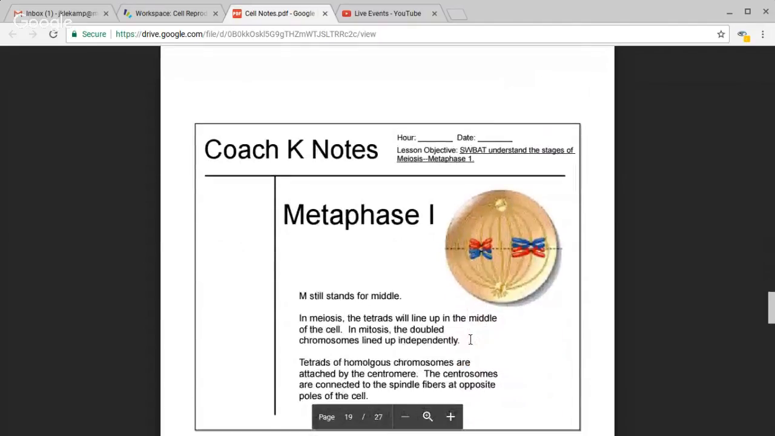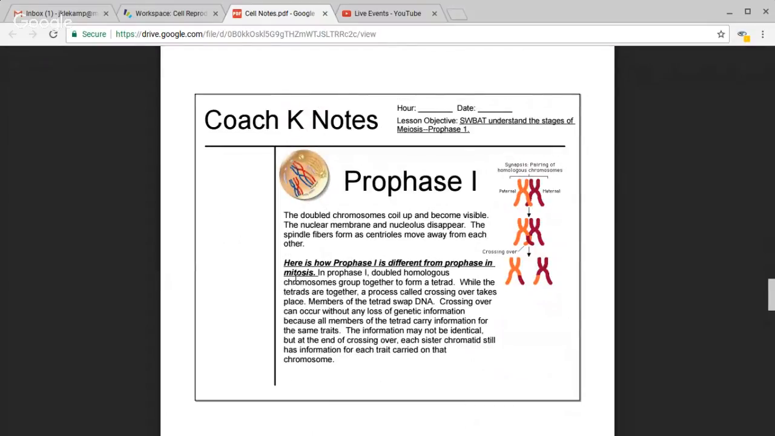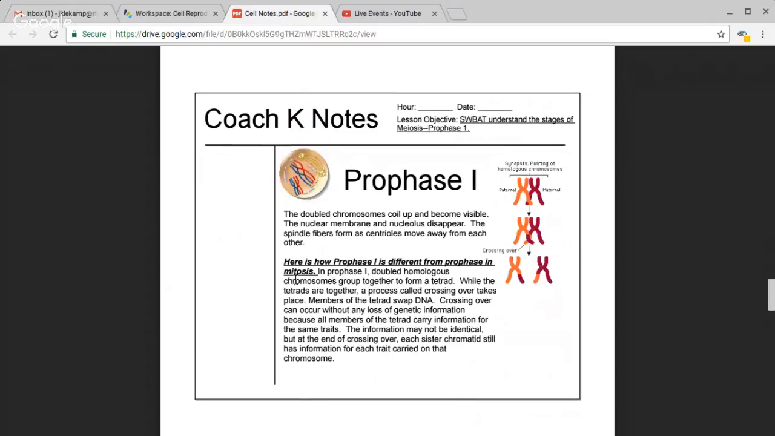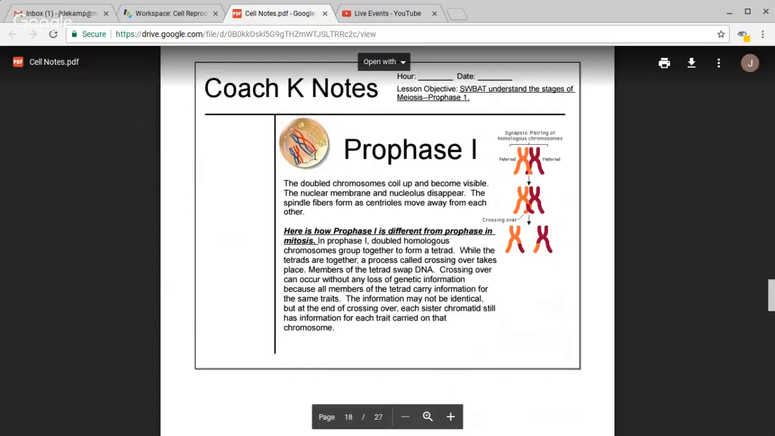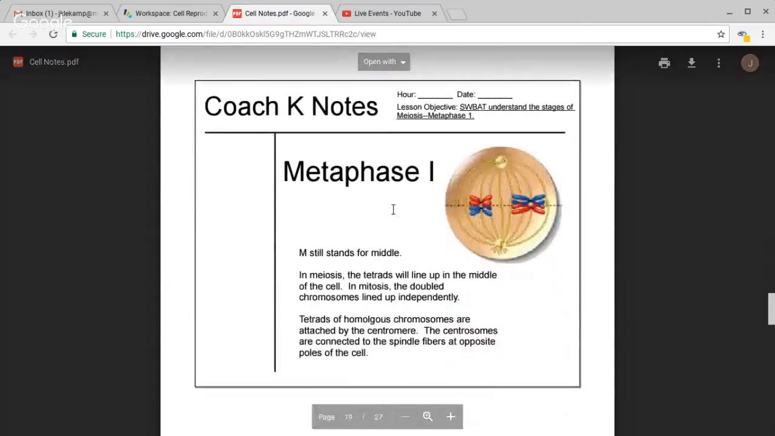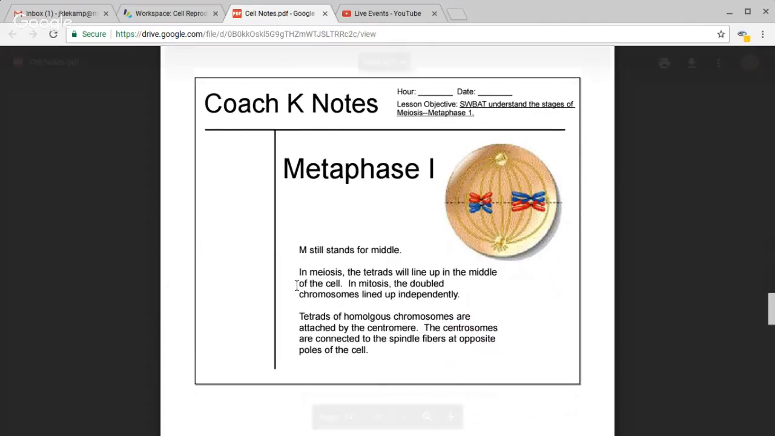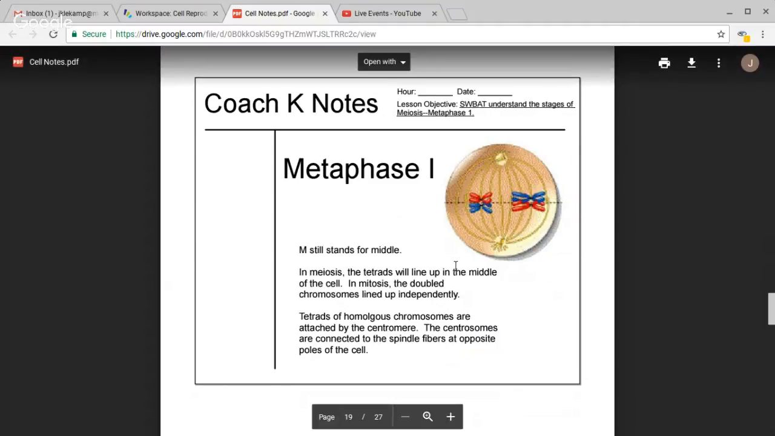Okay, so during prophase 1, everything is the same. You're gonna have your nuclear membrane breaking down. You're gonna have your centrosomes moving to opposite ends of the poles. The spindle fiber is going to form towards the late prophase, early metaphase 1. You're going to see the tetrads being attached to the spindle fibers, and then as you can see here in metaphase 1, again, M stands for middle, we have the tetrads of homologous chromosomes attached by the centromere to the spindle fibers.